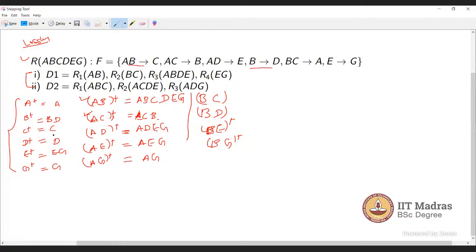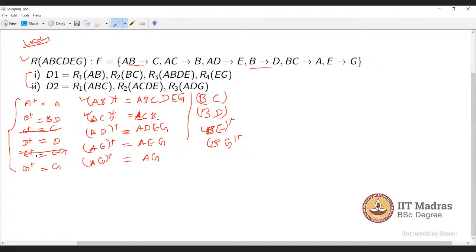Now we will cross the attributes from which we are getting something. In A, B, C, D, E, G, we can get C from AB, so C is crossed. Now A, B, D, E, G is left. After that, we can find E from AD, so we are crossing E also. Now the left attributes are A, B, D, G.